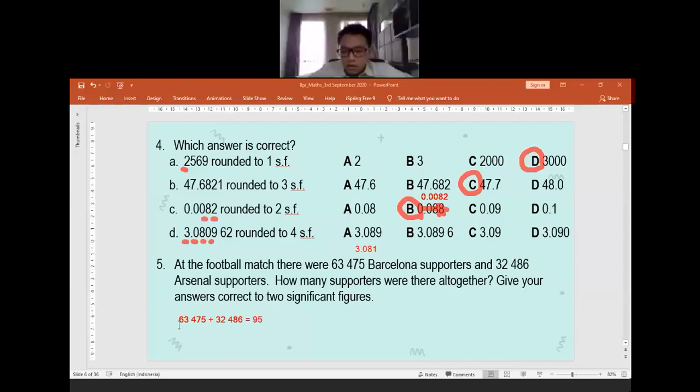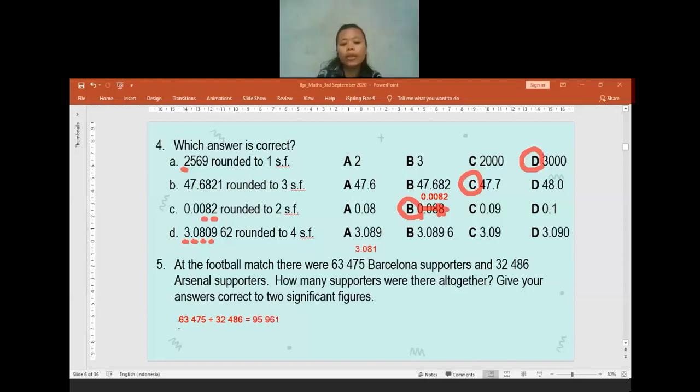95,961. Now read the question again. Give your answer correct to two significant figures. So it means you have to round off the number again, correct to two significant figures. So we need to find the second significant digit. The second significant digit is 5. Next to 5 is 9, so it means the 5 will go up by 1. So it will be 96,000. Is there anyone having any confusion? Or maybe my explanation is still confusing? No? Okay.